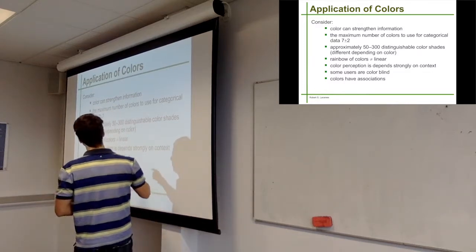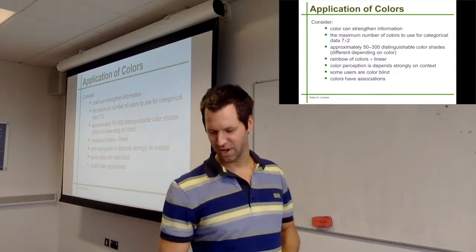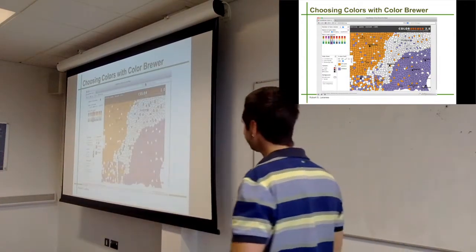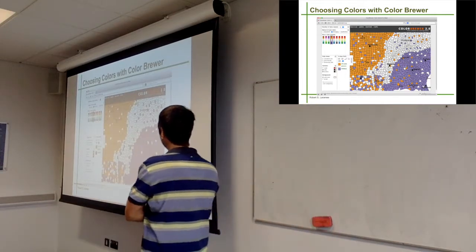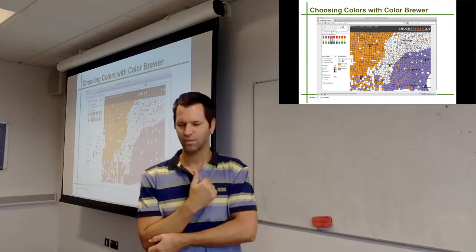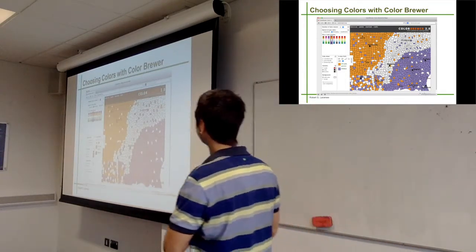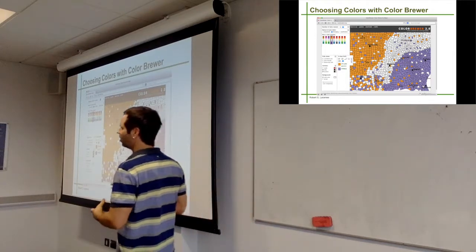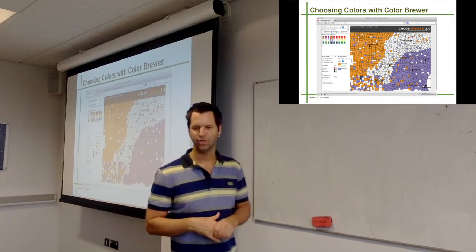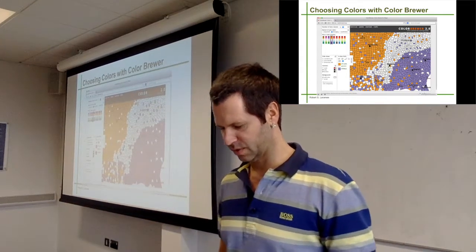Some users are colorblind and some colors have associations. I think everybody knows that. And some clever student already mentioned this tool. There's a website called Color Brewer that recommends color maps for your visual designs, and it's very useful and very popular, and you're welcome to use it.